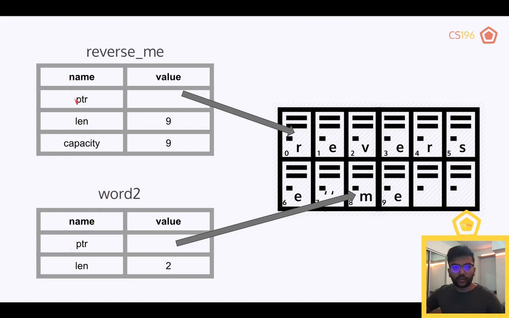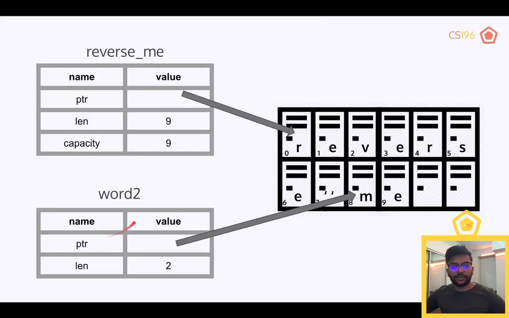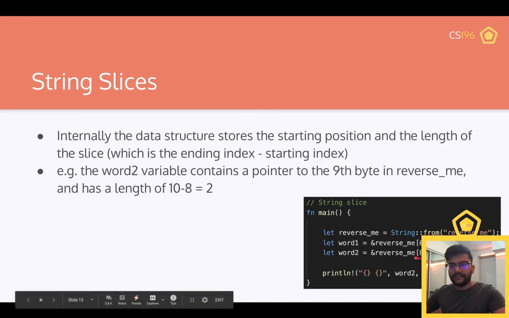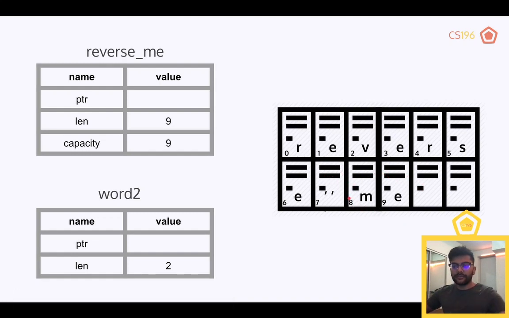So the pointer for word1 starts here. We start at the 0th index, so our pointer starts here. We know that the length is 9, so we go from the 0th index all the way 9 characters along till we hit here, and we get the word reverse. And for our second example here, we start at the 8th index, because as we remember from our code, we start at the 8th index, and has a length 2, because 10 minus 8 is 2. So we have 2 characters, starting from the 8th index for our second word.